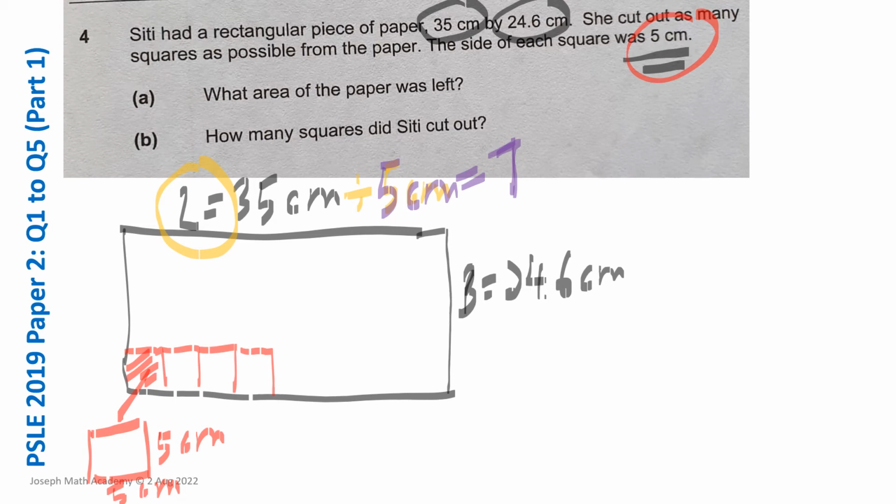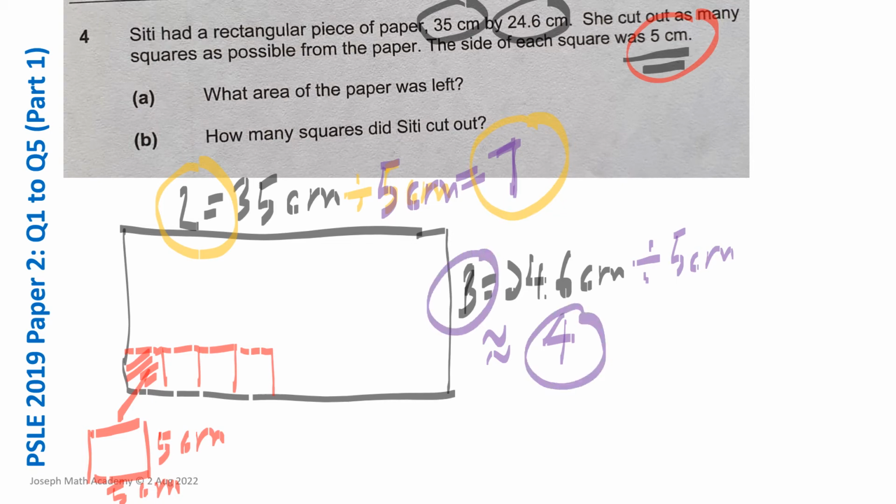What about the breadth? If we take 24.6 cm and divide it by 5 cm, that means we measure 5 cm, we should have one square, another 5 cm, another square. So when 24.6 is divided by 5, we can't get a whole number because 24.6 is not divisible by 5. So the closest number that we can get is 4 identical squares cut out. Along the length, we can have 7 squares. Along the breadth, we can have 4 squares.